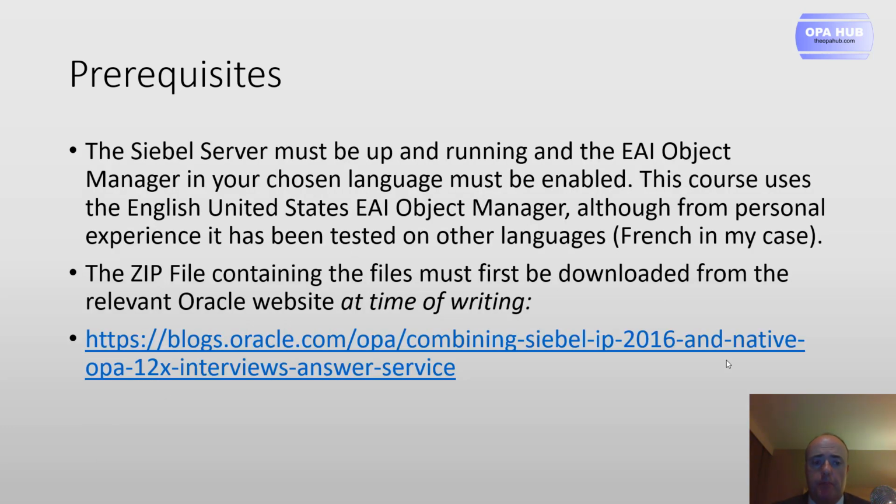Your Siebel server needs to be up and running, and the EAI Object Manager, in whatever language you want to use, needs to be enabled. We use the ENU one in this course, but from my experience, it'll work fine on other languages. I've used it in French, notably. And I guess the biggest prerequisite is that the white paper includes a zip file, and in the zip file are a bunch of objects. The link you can see there is the link to the article which introduces the white paper. At the top of the article, you can download the zip file and a bunch of other stuff.